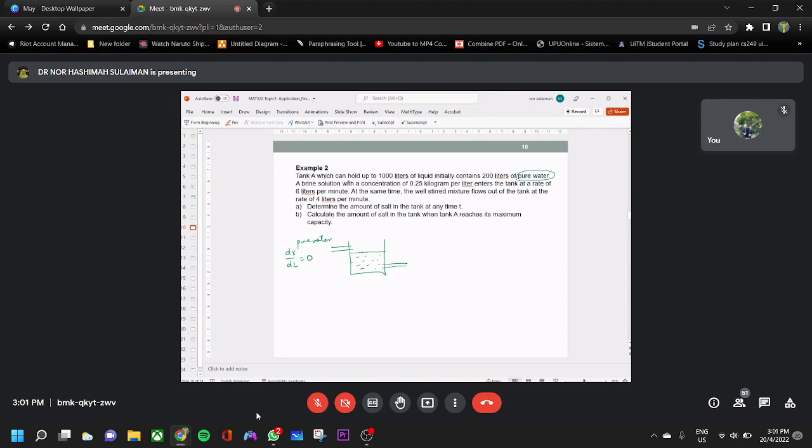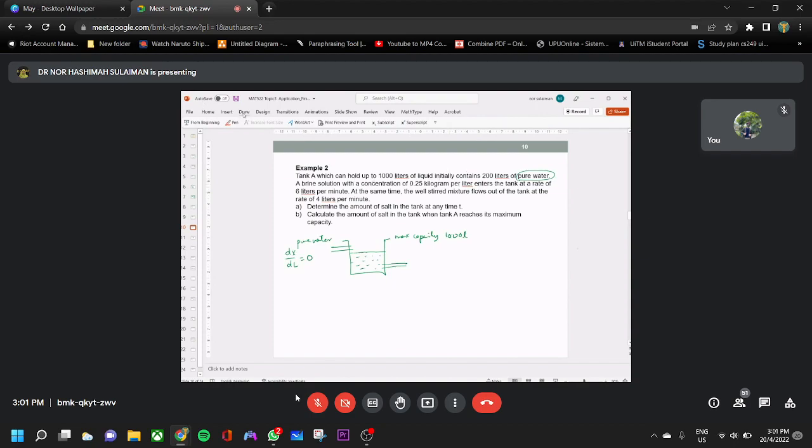Okay, alright. So dia masuk pure water. Pure water maknanya apa? dx dl, the concentration would be? Zero. Okay? Alright, kita tengok apa maklumat yang kita ada. A tank which can hold up to 10 liters of liquid. Maknanya maksimum capacity tank ni adalah berapa? 1,000 liter. Okay, 1,000 liters. Alright, and the liquid dia kata initially contains 200 liters of pure water.